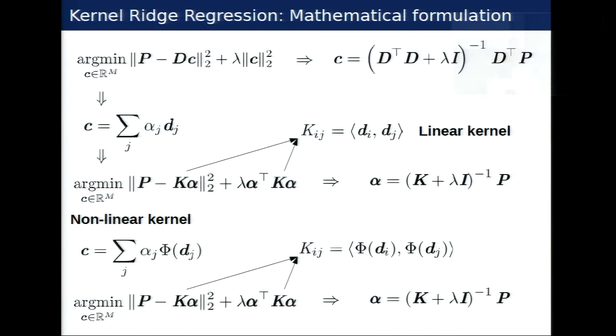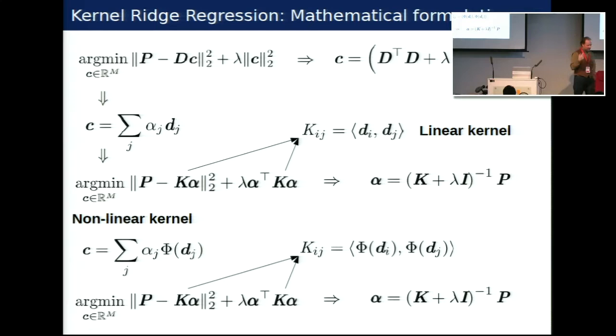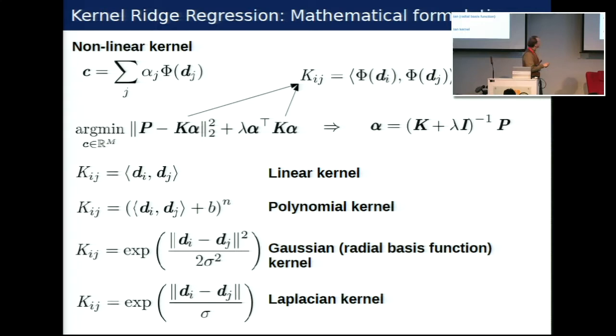So the huge discovery here in the kernel method is that you do a nonlinear fitting by doing linear algebra, because again, you solve just a linear algebra problem. And these are famous kernels. You have the linear, the obvious one. You start introducing nonlinearities by just taking some power of the scalar product. This one you can still rewrite as a scalar product itself.